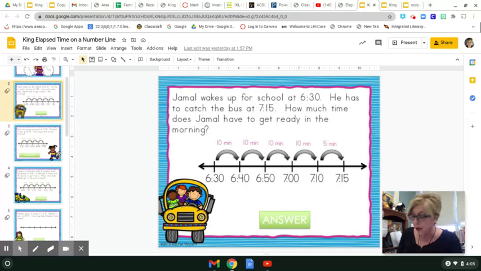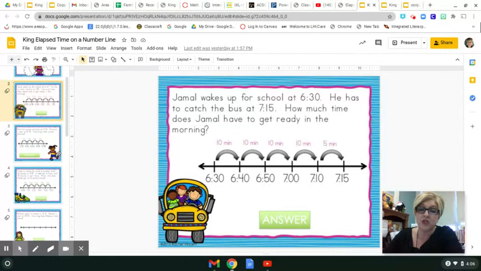So I've got a couple of examples that I'm going to show you on the screen, and they're used to explain this. And this is a really good way. If you were in person, I would be doing the same thing, using the concept of a number line to teach elapsed time. And I'll explain how to do that. And then you're going to do some guided practice today, and you're going to just try it out and see what you can do. It says Jamal wakes up for school at 6:30. He has to catch the bus at 7:15.